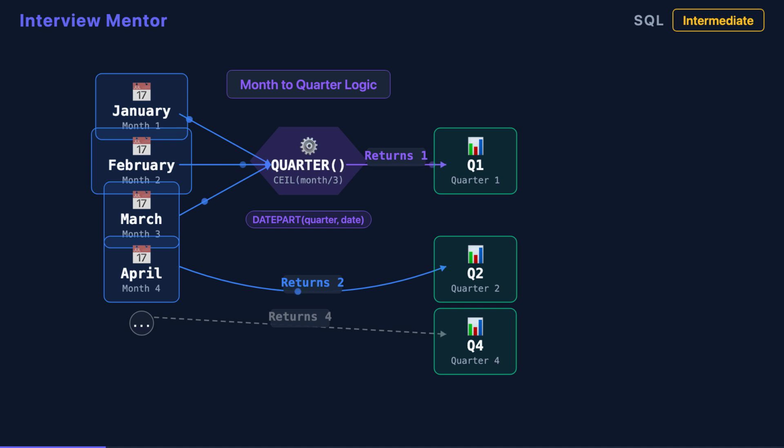January through March become Q1, April through June become Q2, and so on. You can use the quarter function to extract this directly, or calculate it with ceil of month divided by 3. Some databases offer DATEPART with quarter as the unit. All three approaches give you the same result, a quarter number from 1 to 4.